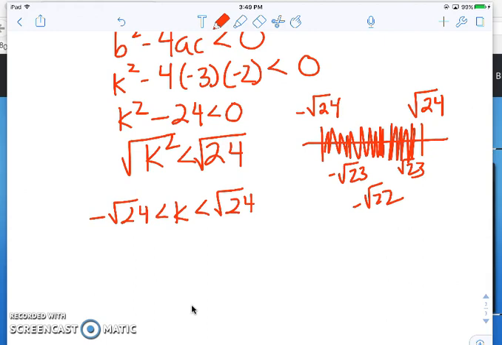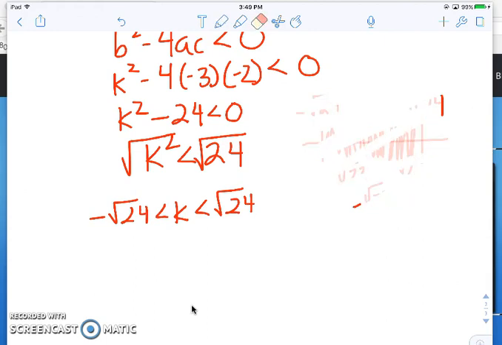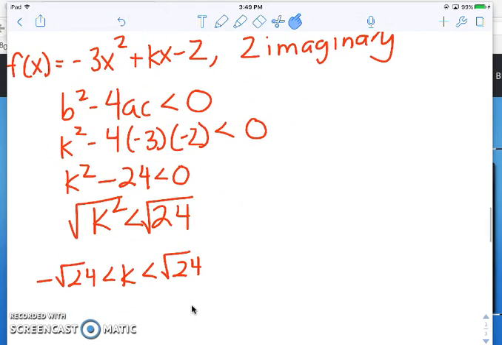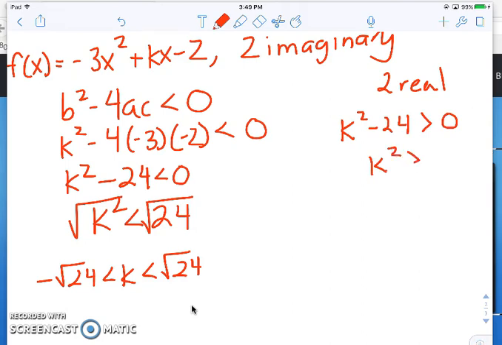Where it gets a little tricky, is why I said these are kind of tricky ones, is let's see if I can come up with another one here. Let's say instead of 2 imaginary, you wanted 2 real. So it's the same thing. We end up with k squared minus 24, but you would want it greater than 0. So you end up with k squared is greater than 24.